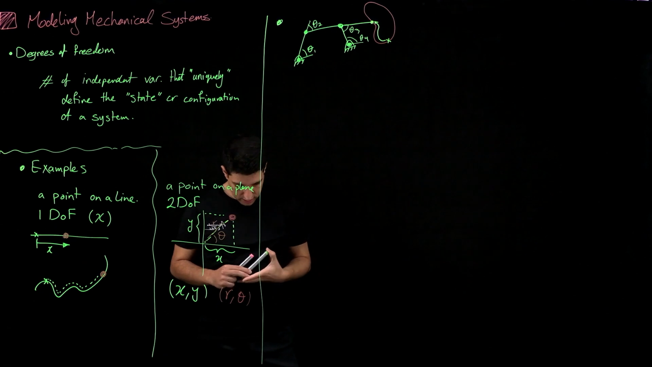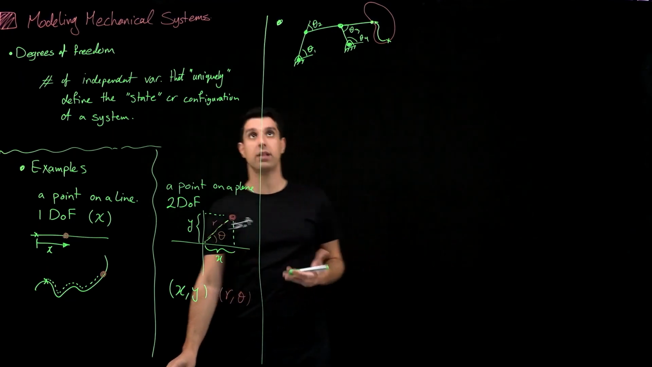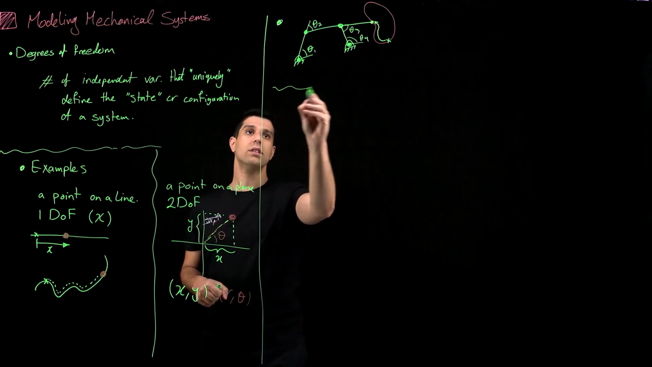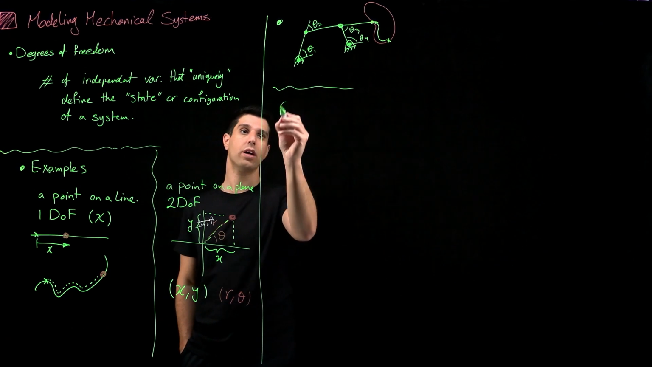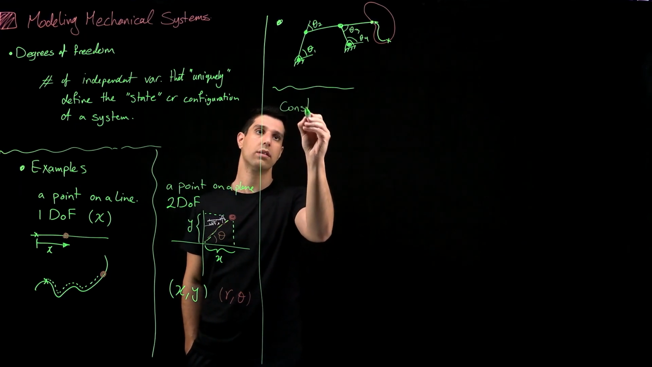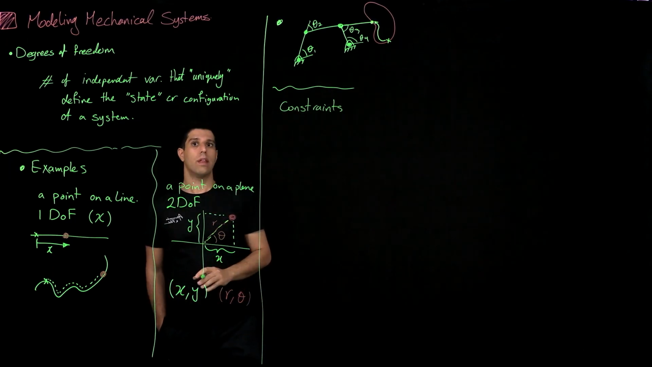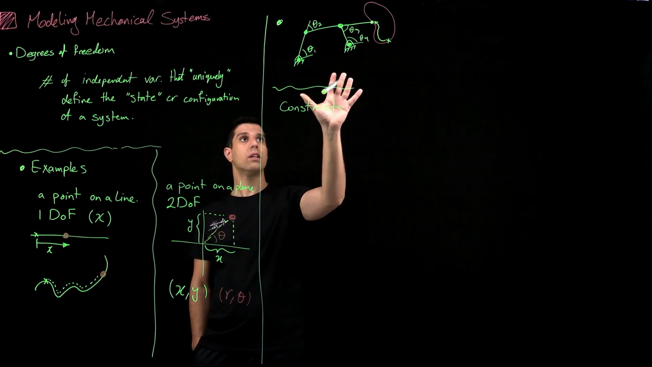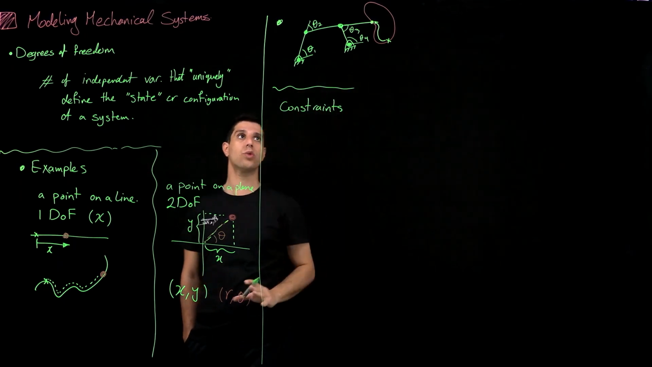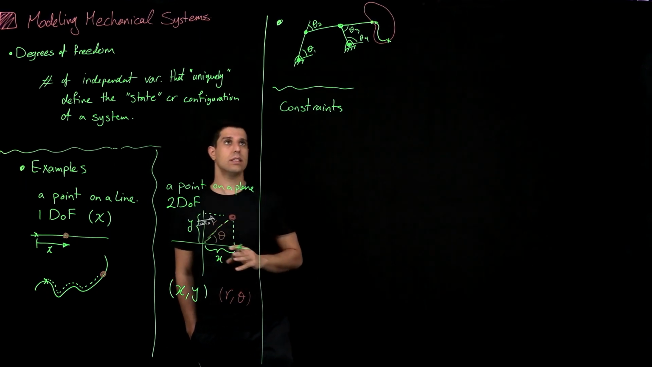So that also brings me to an important concept very related to degree of freedom, and it's the matter of constraints. There is a very tight relationship between degrees of freedom and constraints and the number of links in a system.